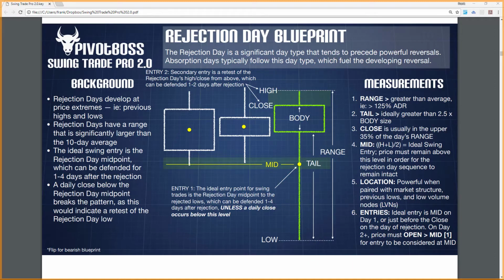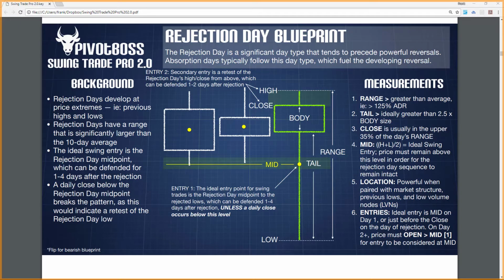Now you can see up here, entry number 2 says, secondary entry is a retest of the rejection day's high and close from above, which can be defended for 1 to 2 days after rejection. So say the next day doesn't pull back to the mid and instead gaps up. That gap up and a pullback into this zone would provide a defense opportunity, and that becomes an opportunity for bulls to defend, either adding to their position or initiating a position at that point. So those are the major areas to watch for a rejection day.